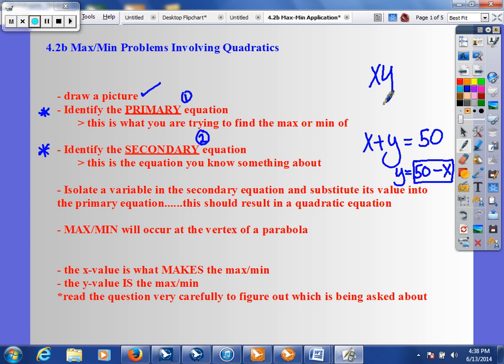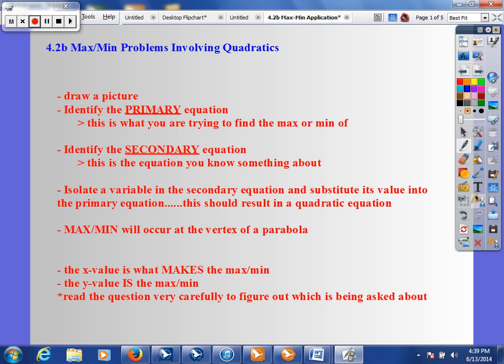Now, why would that come into play? Well, if our primary was, let's say, xy, let's say it's the area of a rectangle or something, and this is, let's say, some type of perimeter. It's not, but let's just say it would look something like that. Then what we can now do is substitute in 50 minus x, something that we know something about. This is called the secondary, back into the primary. The primary is what we're trying to find the max or min of. And so we take this value and replace the y. And what you'll notice is x times 50 minus x. And if we distribute, we end up getting a quadratic.